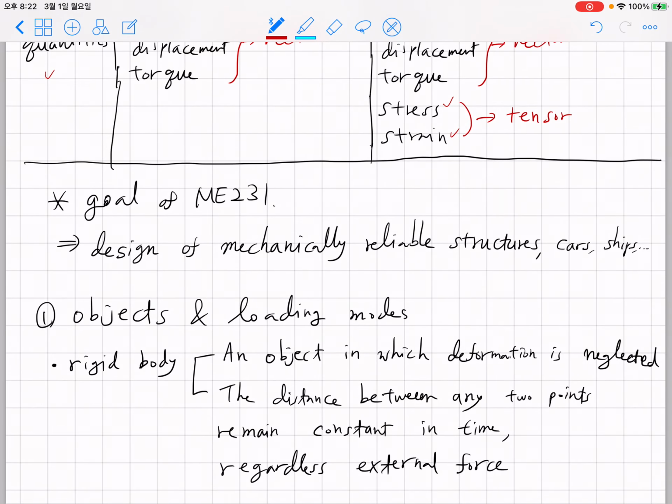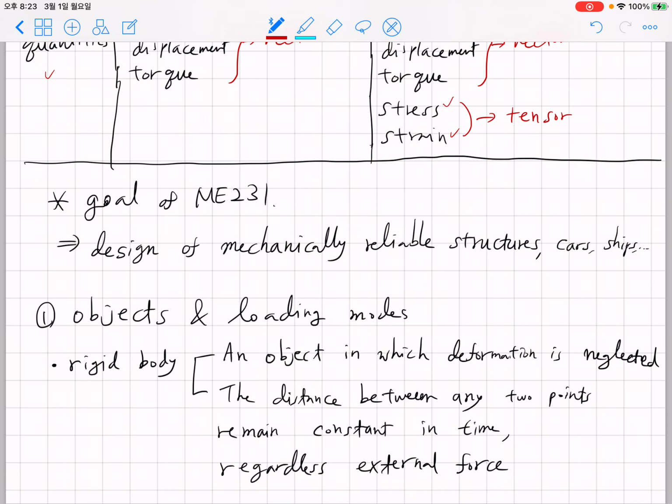So what will be the goal of ME231? I would say the goal is the design of mechanically reliable structures, cars, and ships. In the 9 p.m. news or 8 p.m. news, you might have seen a lot of accidents involving structures, airplanes, bridges, cars, and ships. If you don't do the design properly by considering mechanics, you might expect to see huge accidents and the sacrifice of a lot of people. So this lecture will give you the basis of all that mechanically reliable design knowledge.